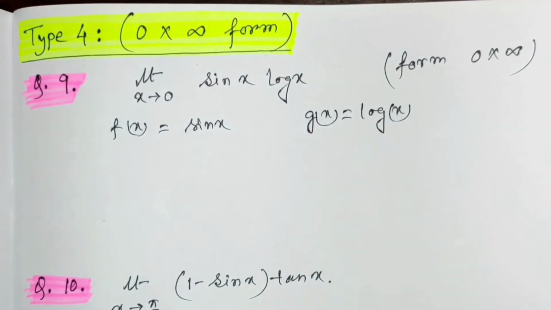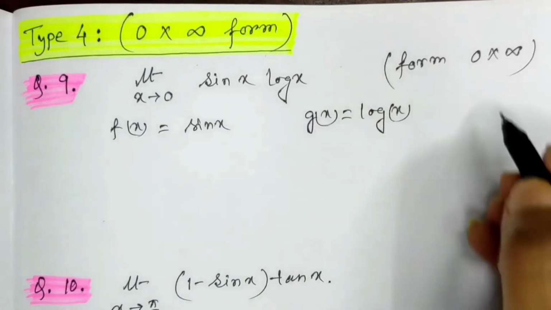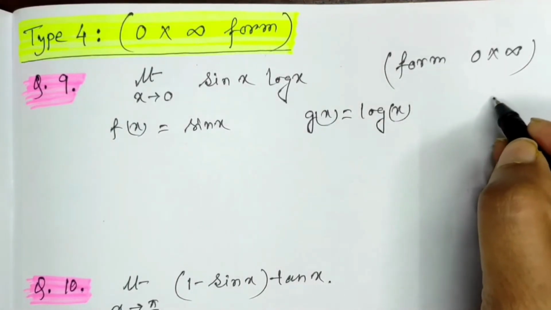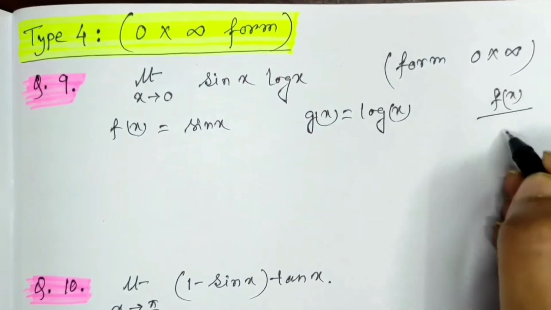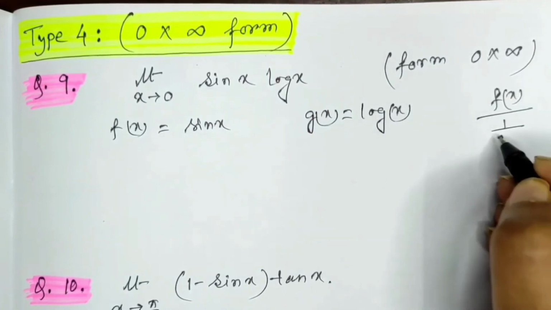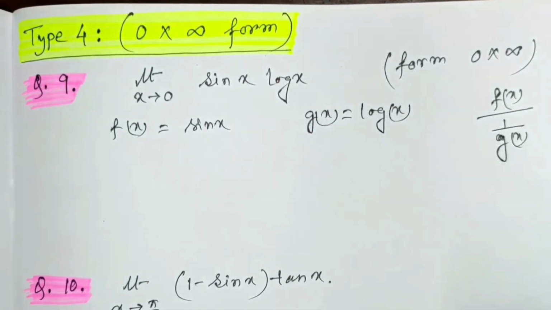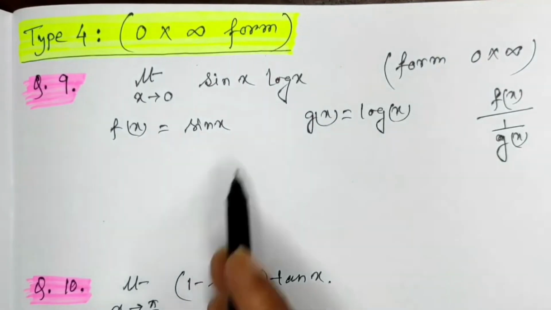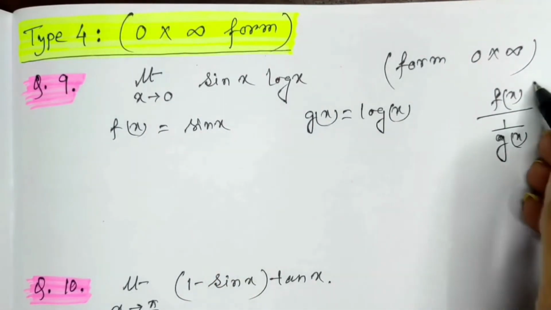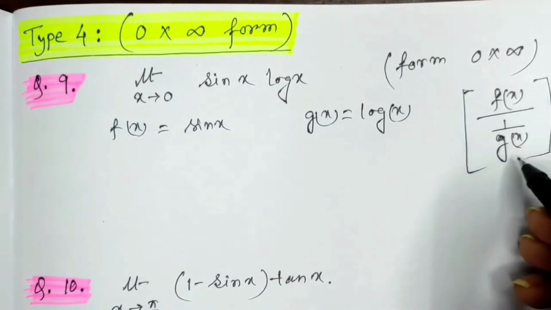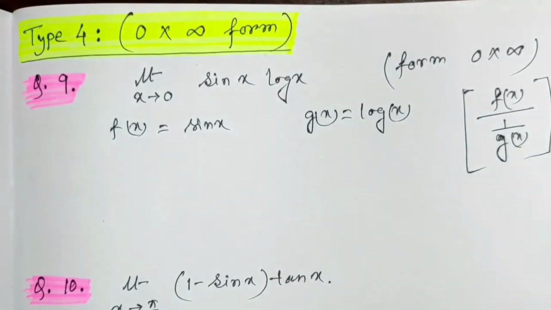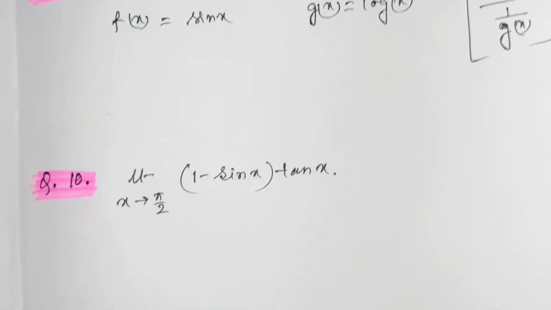And if you have this type of format, then you can write it as f(x) divided by 1 by g(x). Just have a look, we will have the same function. If we write in this format, then it is in the 0 by 0 format. After getting in the 0 by 0 format, we can solve it in the same process. Now one more question is here.